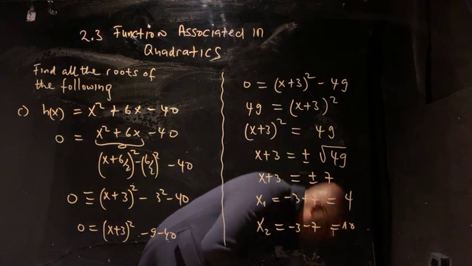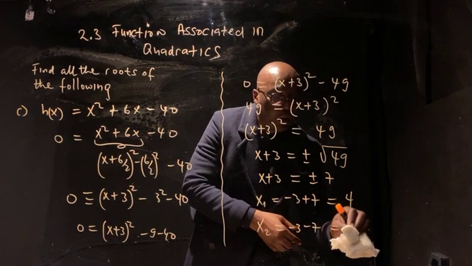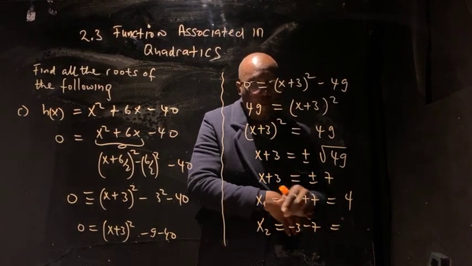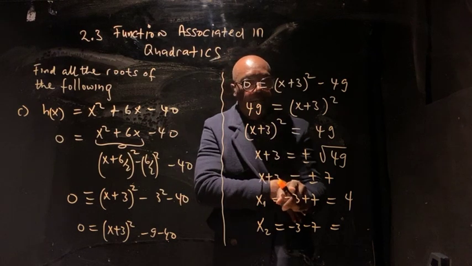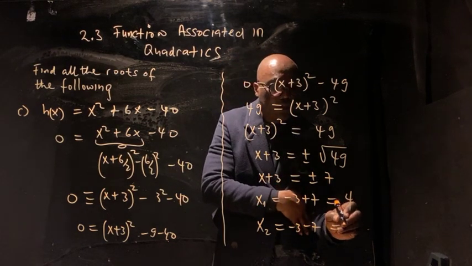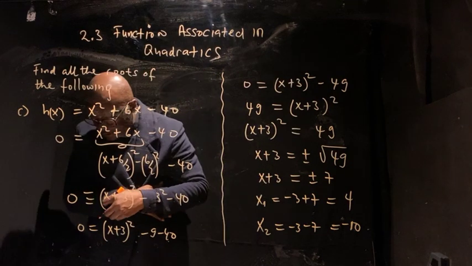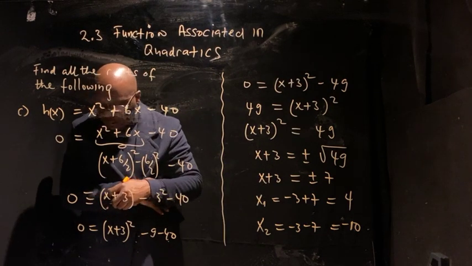The two roots of x are 4 and minus 10. Good. Take your time, copy it, and we'll take it up from there.